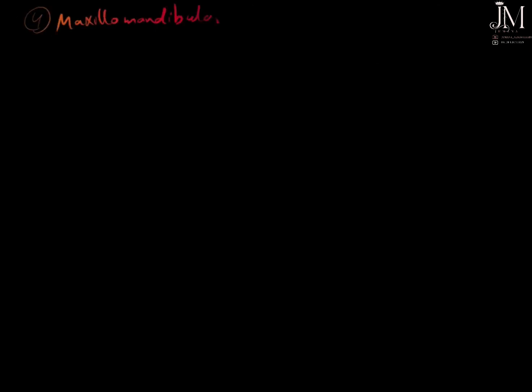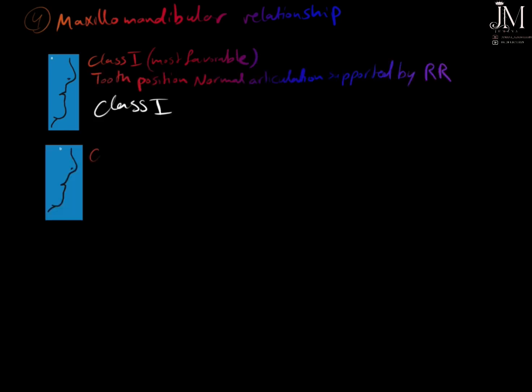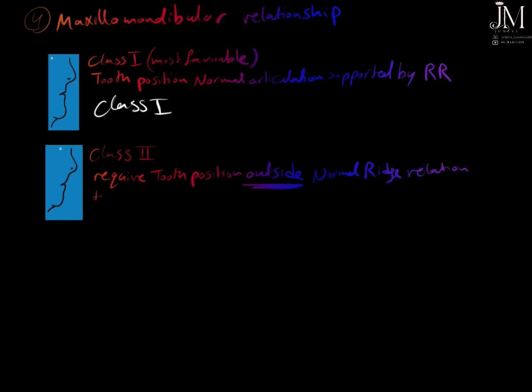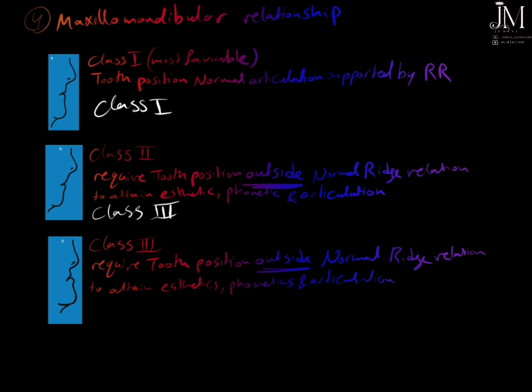Number 4, maxillomandibular relationship. Class 1, most favorable: tooth position has normal articulation supported by the residual ridge. Class 2 requires tooth position outside normal ridge relation to attain aesthetics, phonetics and articulation, like in anterior or posterior tooth position not supported by the residual ridge. Anterior vertical or horizontal overlap exceeds the principle of fully balanced articulation. Class 3: the tooth position is also required to be outside the normal ridge relation to attain aesthetics, phonetics and articulation, like in anterior or posterior crossbite.